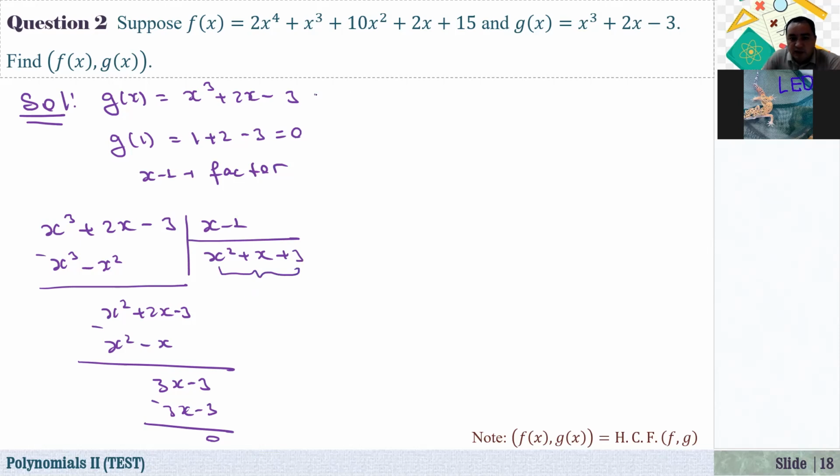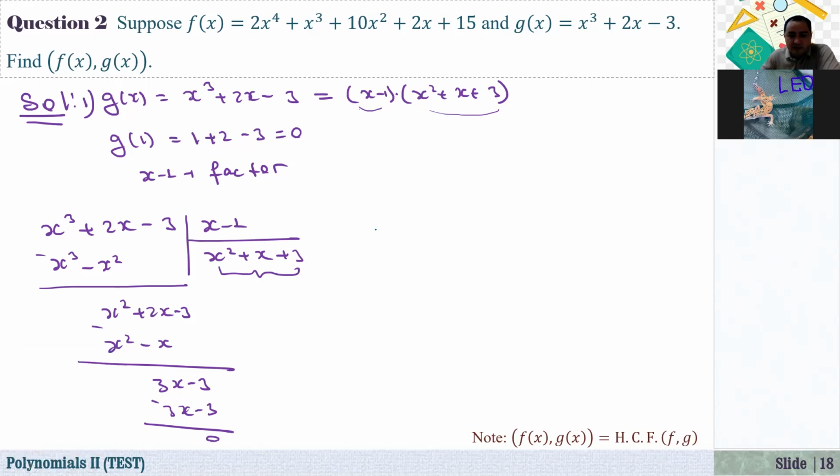So now I can write this as x minus 1 times x squared plus x plus 3. This x squared plus x plus 3 we cannot factorize, because if you find the discriminant, it is less than 0, right? So x cubed plus 2x minus 3 has two factors, x minus 1 and x squared plus x plus 3. This is the first step of our solution.